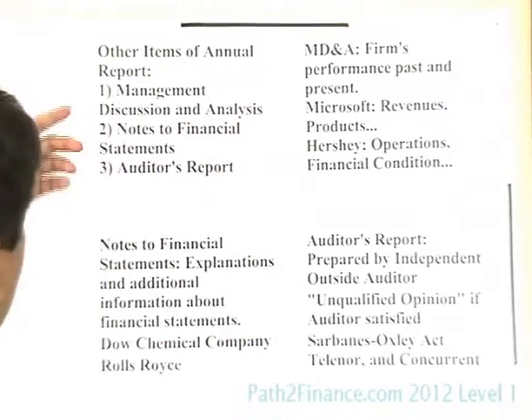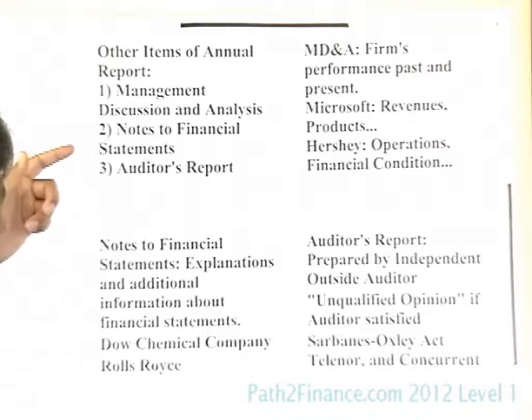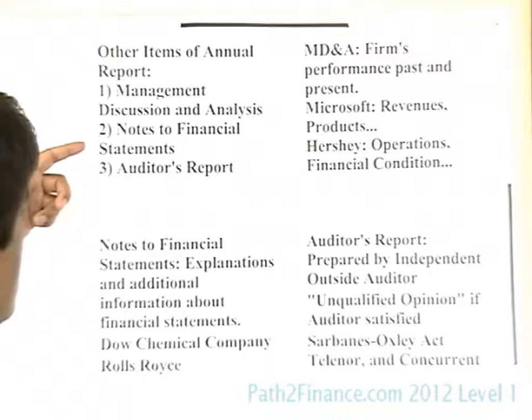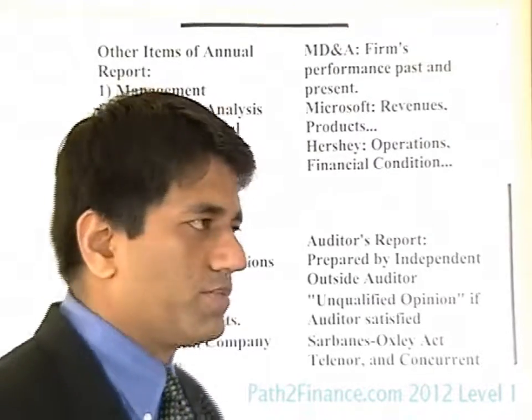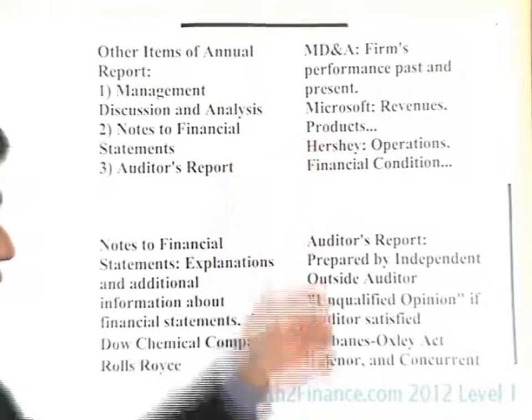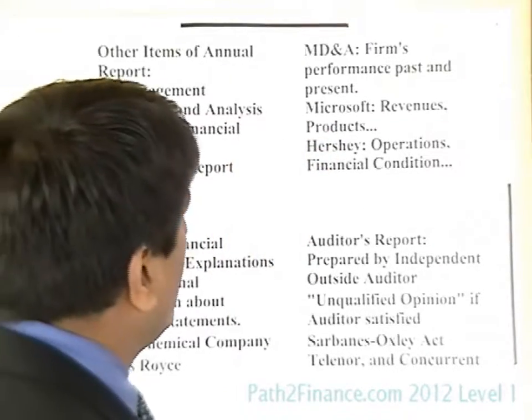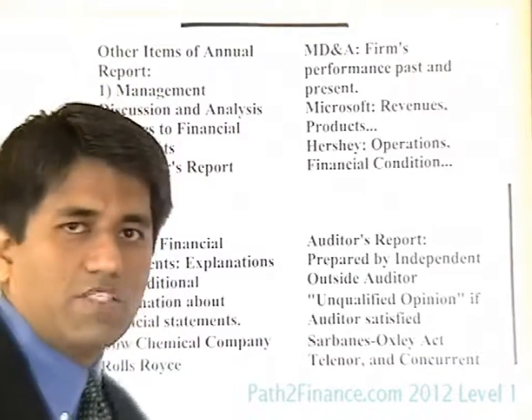Now we have discussed financial statements. There are some other parts of an annual report. These are three. Firstly, you have a management discussion and analysis. Second, you have notes to financial statements. And third is an auditor's report. The management discussion and analysis is a discussion of the firm's performance, past and present.